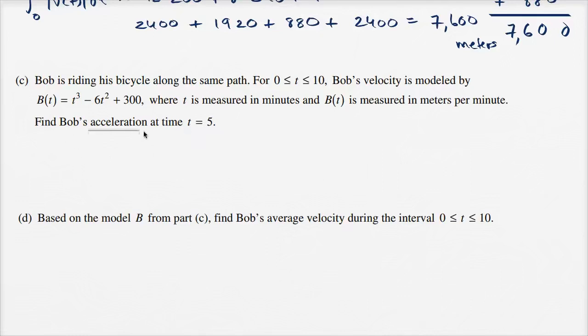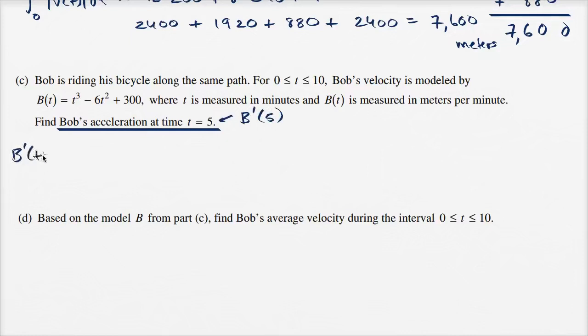Well, acceleration, this is a velocity function right over here. So the acceleration is going to be the derivative of the velocity function with respect to time. What is the rate of change of velocity with respect to time? That's acceleration. So we really just want to evaluate Bob's acceleration at t = 5. That's going to be b′(5). So let's first figure out what b′(t) is.